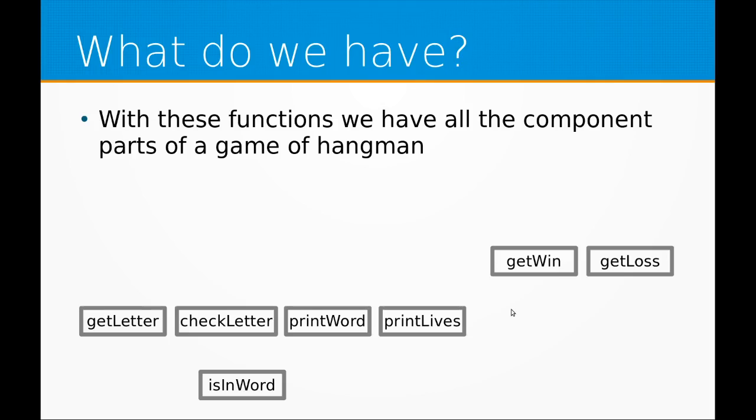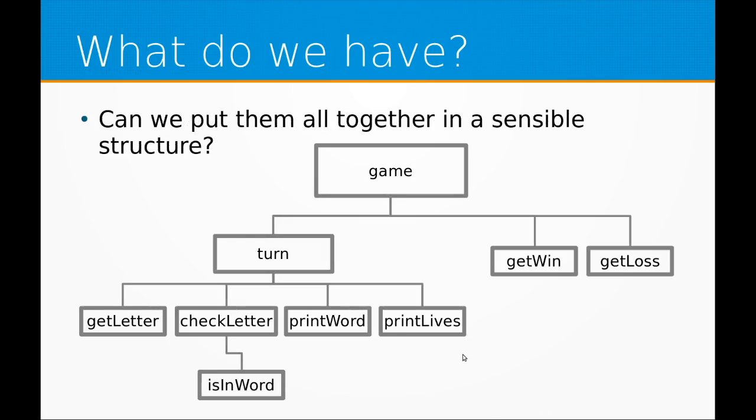Now we can actually do this in diagram form, like that. This is actually called a structure chart. We look more at it in A-level and creating your own, but this shows us that the game is constructed of a turn and a check of win and loss. This isn't all of the code which will be in it, but this is showing what functions will be called within the game subroutine. It's then showing that a turn subroutine is each of these in turn, showing that the check letter calls isInWord.